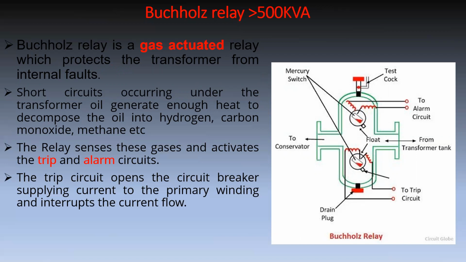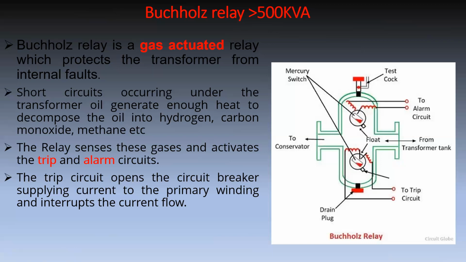It consists of a diaphragm. The diaphragm is moved by the gases, and the mercury switch will move. One part is connected to the alarm circuit and another part to the trip circuit. With the alarm, you will get an alarm, and the trip circuit will trip the supply current to the primary winding and interrupt the current flow. When there is too much high temperature in the oil, producing hazardous gases like hydrogen, carbon monoxide and methane, this alarm circuit will be activated. So that is the gas activated relay.